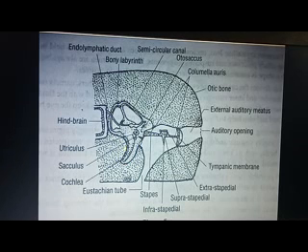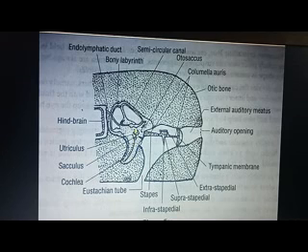Okay, so the outer one, which is made up of bone, is called the bony labyrinth, and the inner covering, which is membranous, is called the membranous labyrinth. The bony labyrinth is filled with a fluid called perilymph, and the membranous labyrinth is fully filled with another fluid called endolymph.